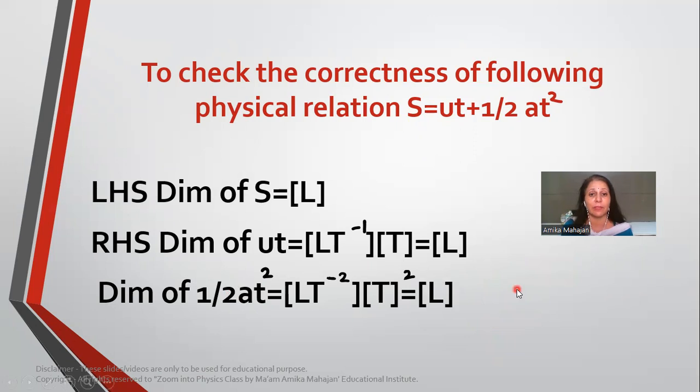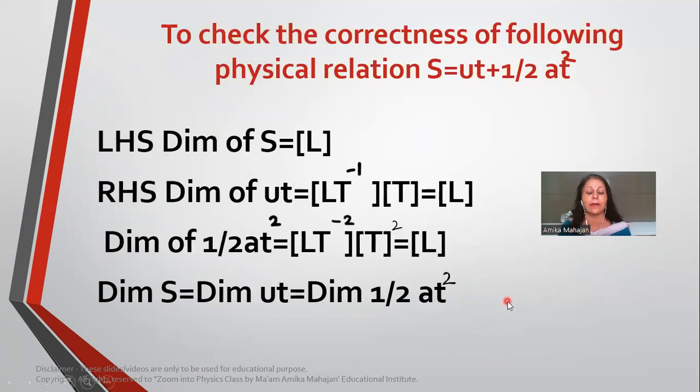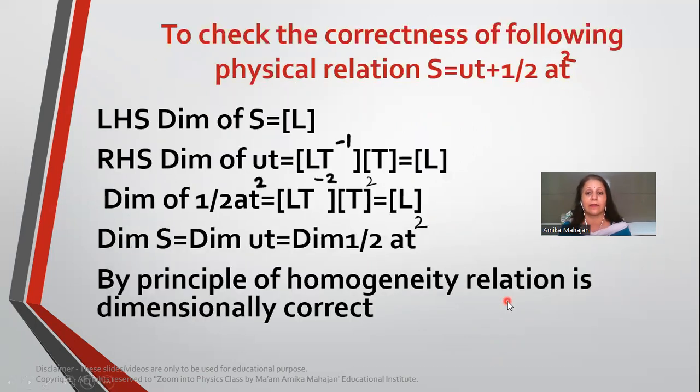So what I find, dimension of S is equal to dimension of another term ut, and dimension of third term half at square. So all three terms have the same dimensions. As a result, by principle of homogeneity, if dimension of each term is same, then that relation is dimensionally correct. So this relation will also be dimensionally correct.